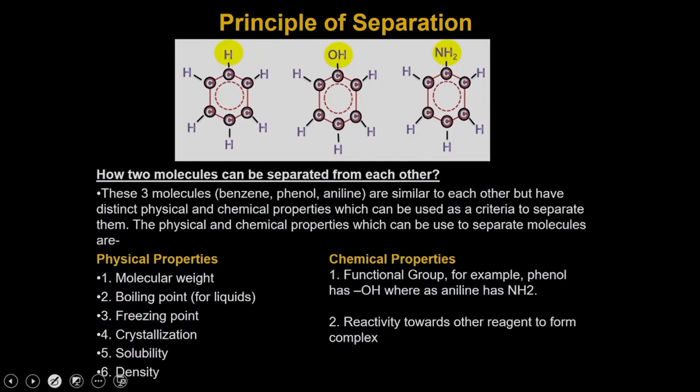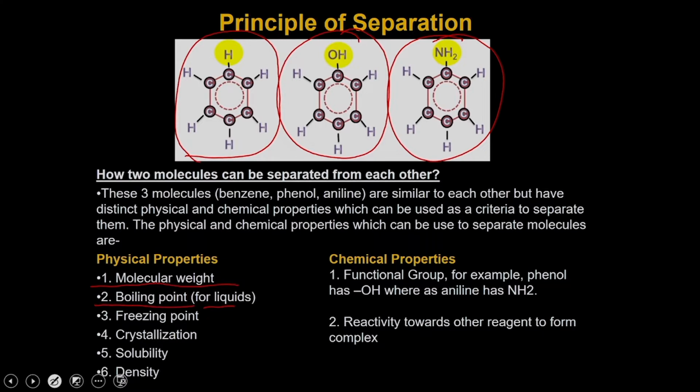Now, we can take an example of these three molecules. These three chemical molecules are taken only to discuss the basic principle of separation. If you have a mixture of these three compounds, you can separate them by exploiting different physical as well as chemical properties. What physical properties can you exploit? You can exploit the molecular weight, and the boiling point in case these molecules are liquids. Then you can use the freezing points, and crystallization.